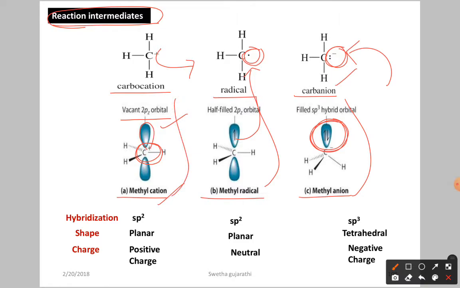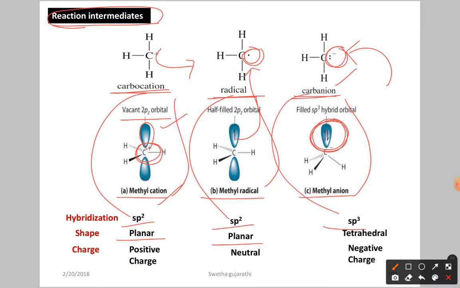Now if you see the shape, the methyl carbocation has sp2 hybridization. Once it is sp2, the shape is planar. The radical also has sp2, so the shape is planar. The carbanion's hybridization is sp3. Once it is sp3, as you know very well, the shape is tetrahedral. Now the charge: the cation has a positive charge. The radical is neutral, because free radicals are neutral. The carbanion has a negative charge, so it is negatively charged.